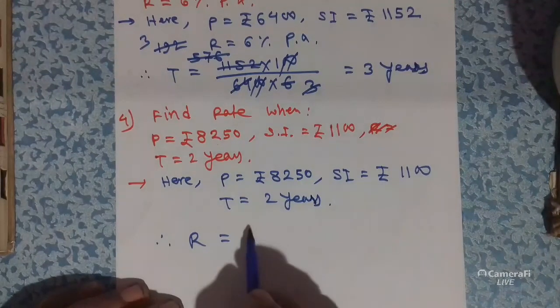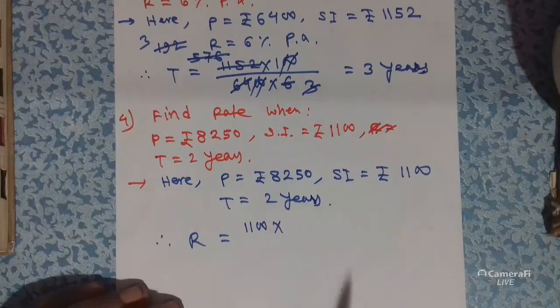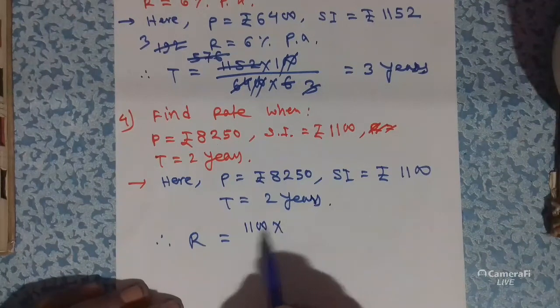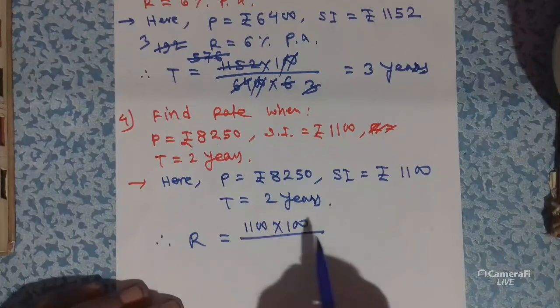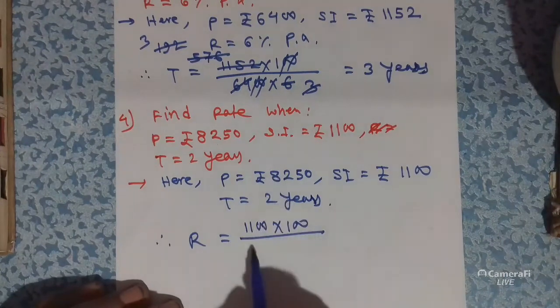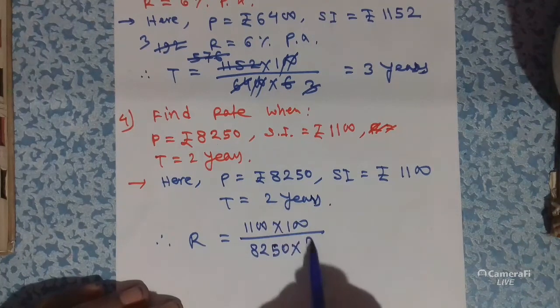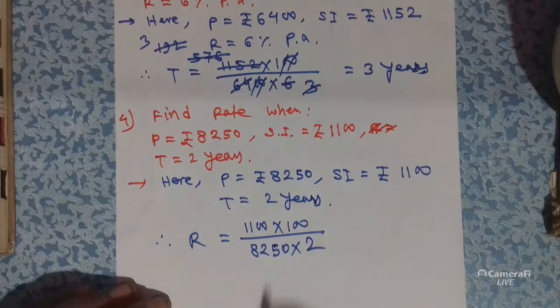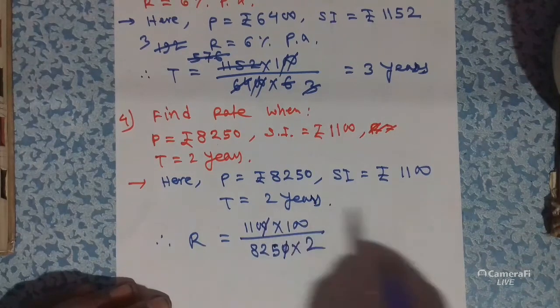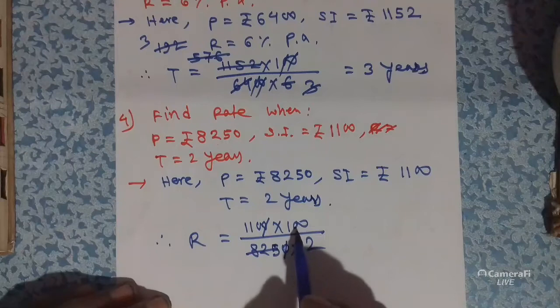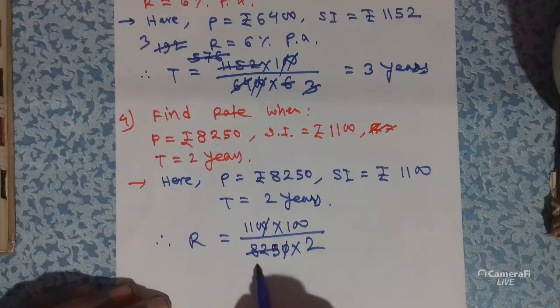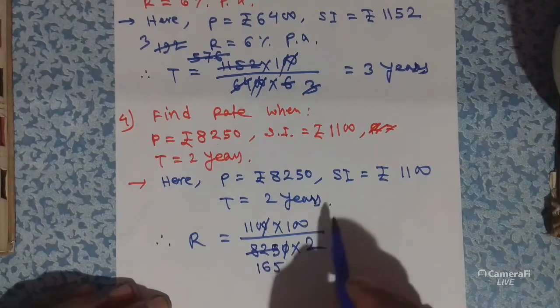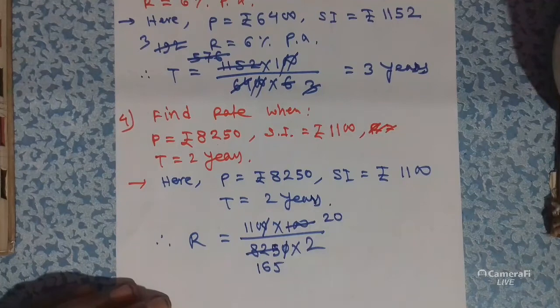So here SI is 1100 multiply 100, so SI multiply 100 and P into T. So P is rupees 8250 and T is 2 years. Now calculate it. We can divide 100 and 825 by 5. Again we can divide 20 and 165 by 5.